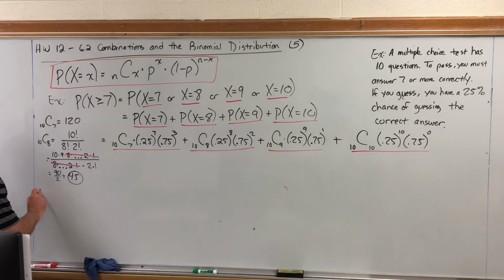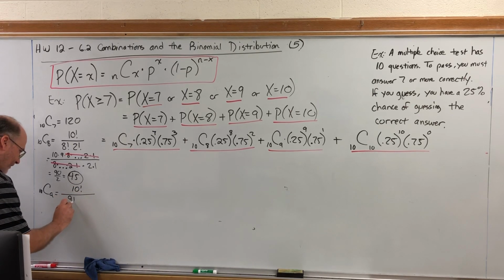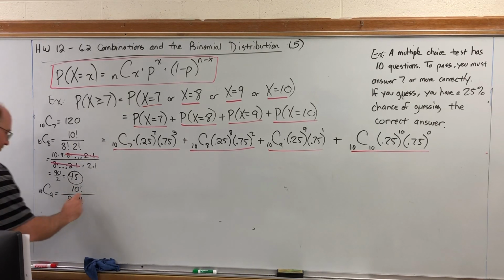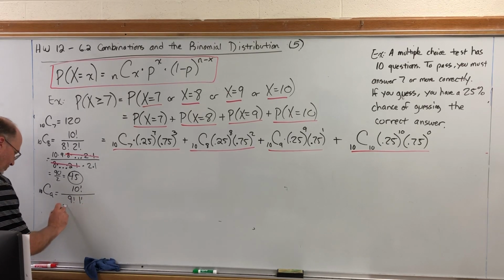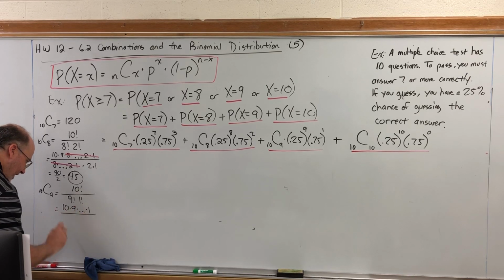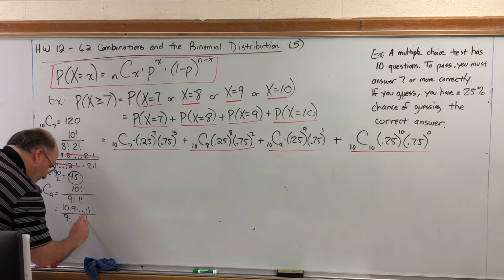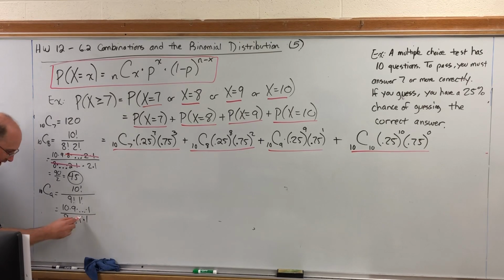It gets better. When you do 10C9, you have 10 factorial on top, 9 factorial, and 1 factorial on the bottom. 10 factorial starts with 10, and then 9, and then everything down to 1. 9 factorial starts with 9 and goes all the way down to 1. 1 factorial both starts and ends with 1. The 9 factorial will completely wipe out most of the top, leaving me 10 on top of 1, which is just 10.